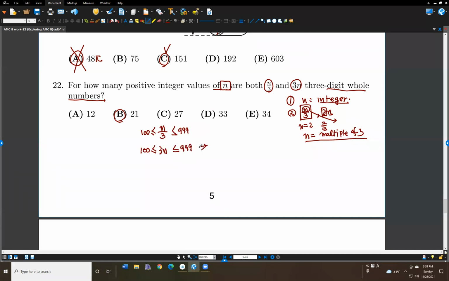But from here we can check it out. When you divide by 3, that is 33. It's okay. 100 divided by 3, what is that? 33.3. So the next integer is 34, right? Greater than n. 999 divided by 3 equals what? 333. That's the number.